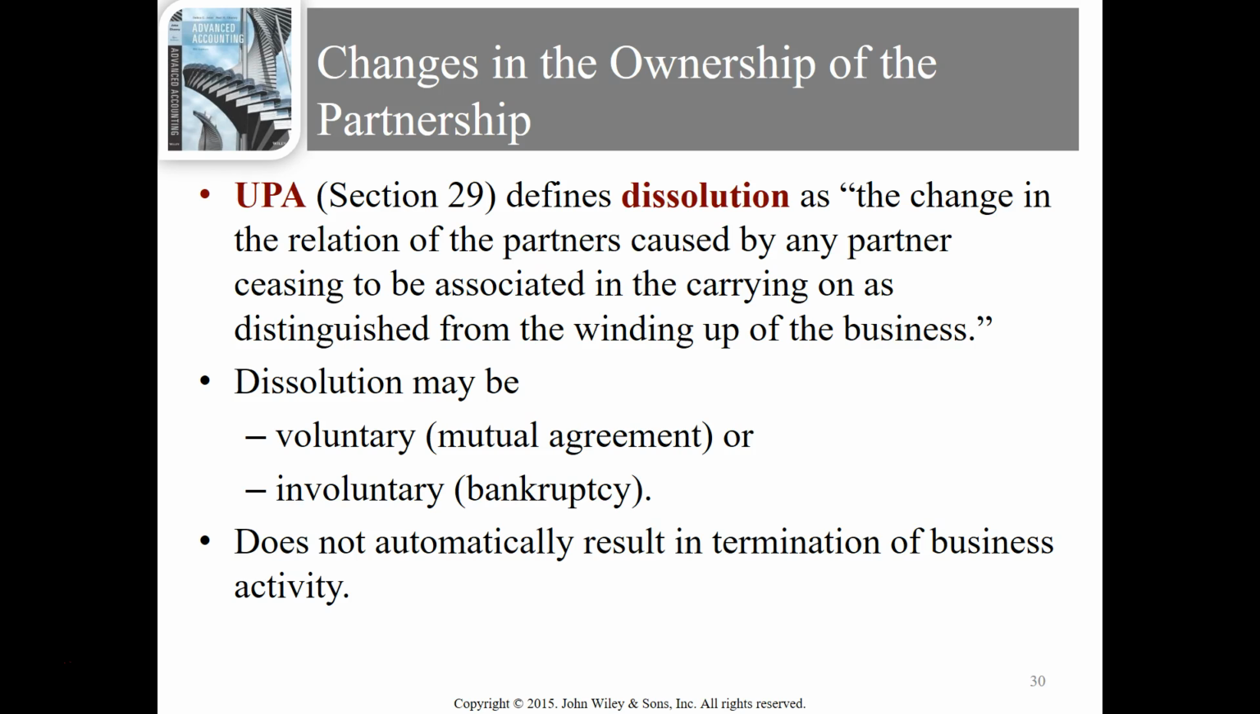Sometimes in a partnership, ownership changes. The UPA, or the Uniform Partnership Act, defines a dissolution as, quote, the change in the relation of the partners caused by any partner ceasing to be associated in the carrying on, as distinguished from the winding up, of the business. A dissolution may be voluntary, mutual agreement, or involuntary, but it does not automatically result in termination of business activity.